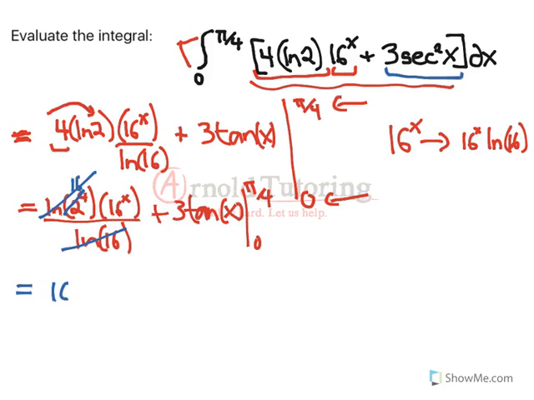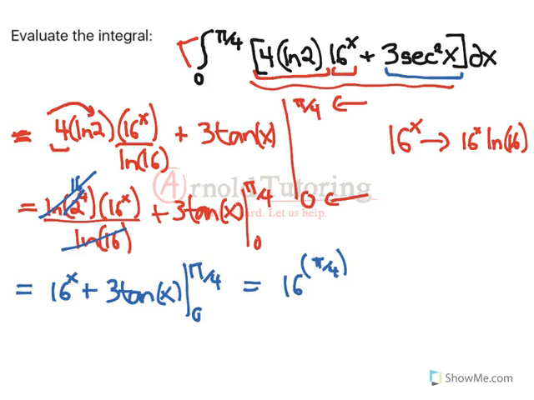So the simplified integral, or antiderivative I should say, is this. So that looks a little bit nicer. Now let's plug in our values. So we have 16 to the pi over 4 plus 3 tan pi over 4 minus, and be careful, make sure you put a big bracket after the minus so that we don't miss any signs, 16 to the 0. I'm now plugging in the bottom limit, plus 3 tan 0.